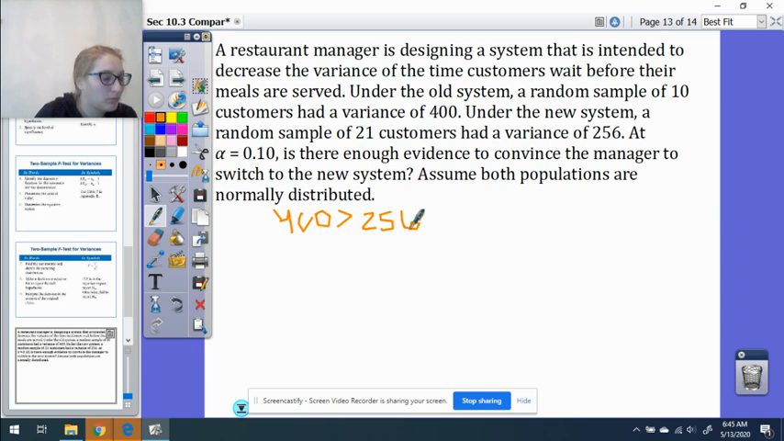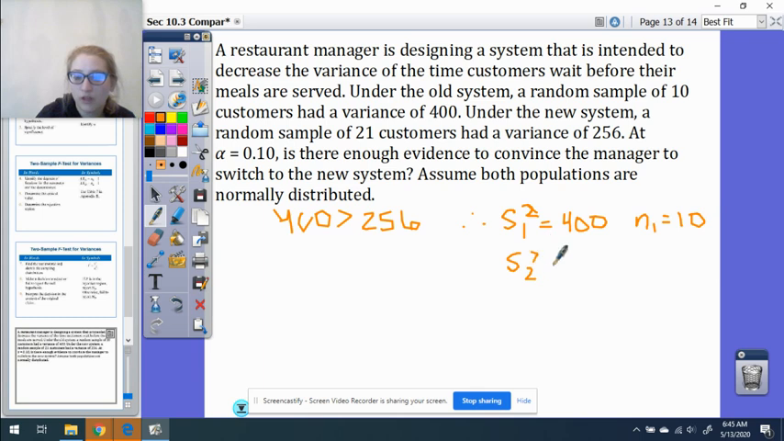So that is telling me that, therefore, S1, the variance 1, is 400, and that also means that N1 is 10. And S2, that variance is 256 because it's smaller. And so therefore, N2 is 21.